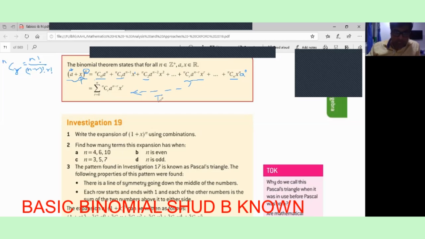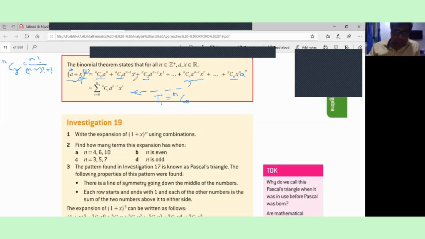I hope you understand this. Your first term is when r is 0. So you have NC0, this is your first term: NC0 into a raised to n minus 0 into x raised to 0. In a similar way, the rth term, or I would say the r plus 1th term. See, this is 1, first term, so this is 0, 1 less. So you'll have NCR into a raised to n minus r into x raised to r. So this is a generalized term from this expansion. I hope you understood this particular part. This is the way you get all these things.